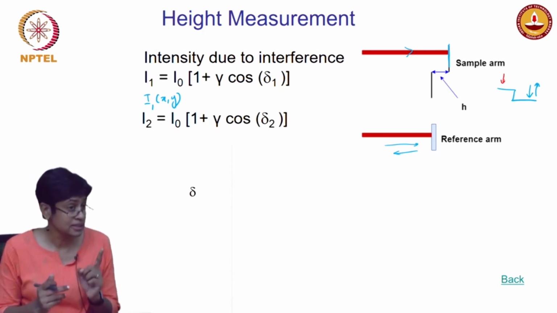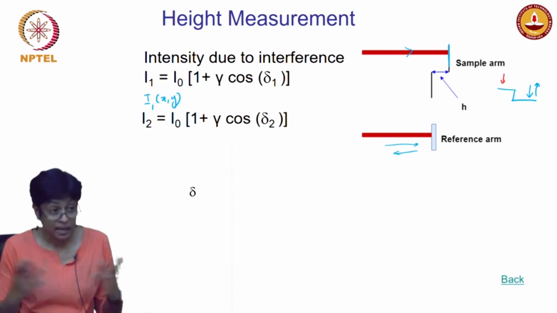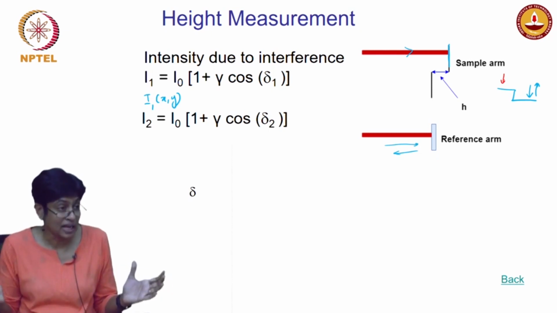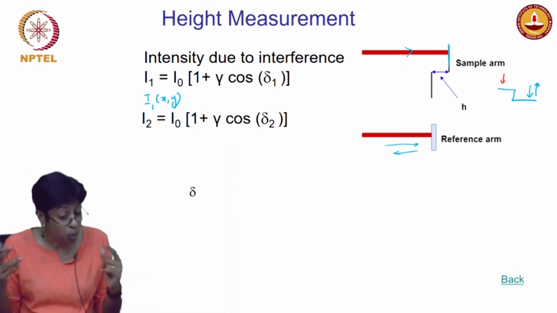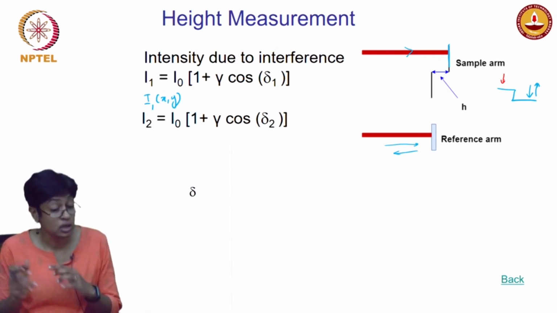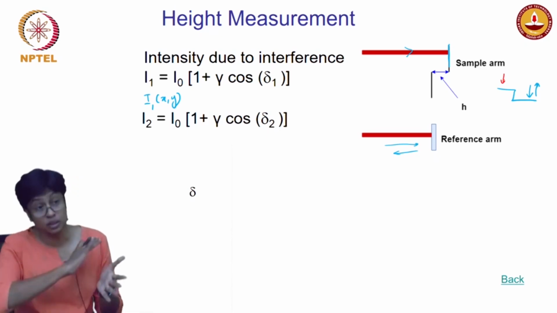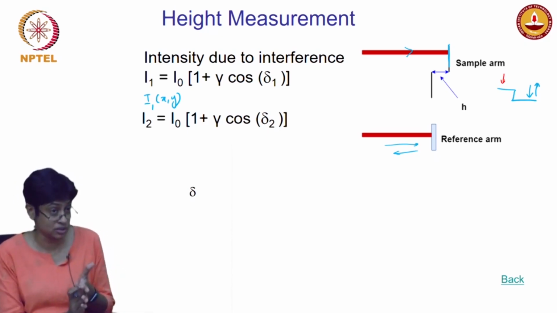Now I0 doesn't change. Why does I0 not change? I0 and gamma don't change. Why not? I am using the same two beams, and I0 and gamma are functions of those same two beams, right? What has changed is delta. The phase has changed. So now I have these two equations, or I have these two intensity distributions.